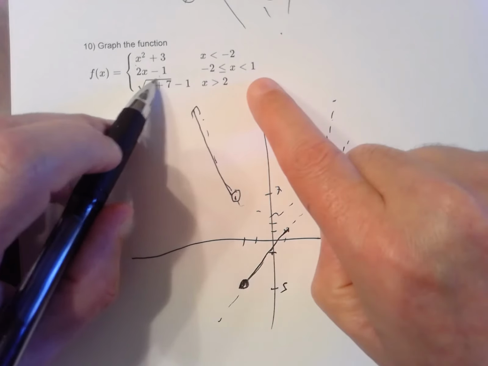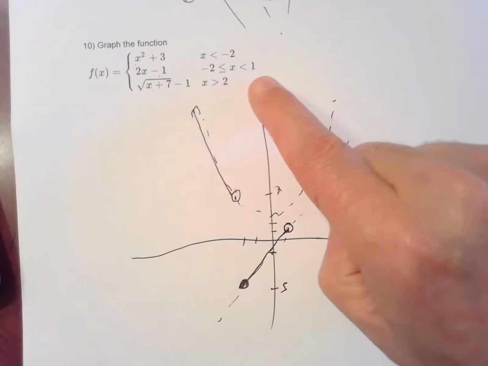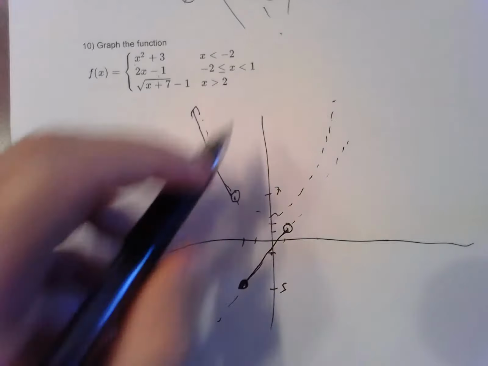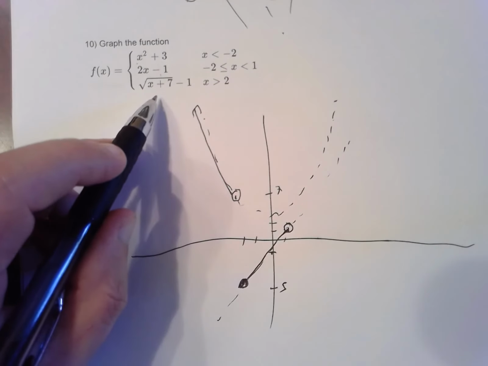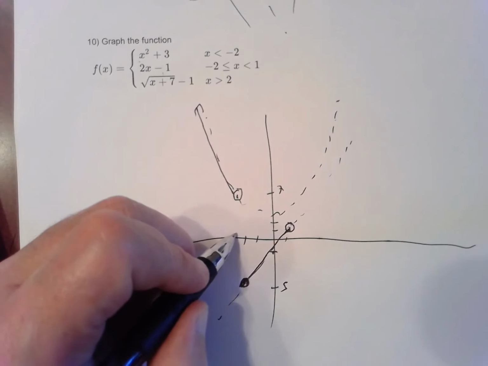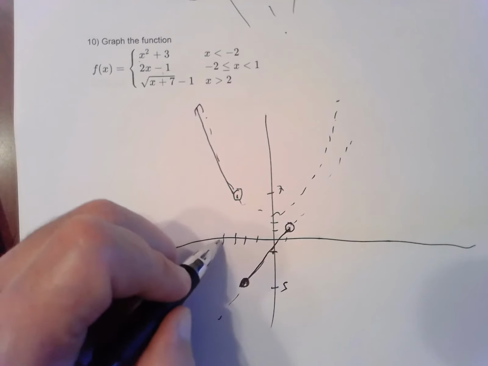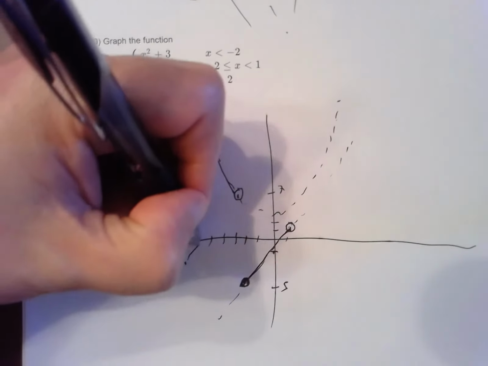At 1, I already found that. 2 minus 1, I get 1. That's an open circle because no equal to right there. And then this guy here, square root of x plus 7 minus 1, is root x scooted 7, so it's 4, 5, 6, 7, and then down 1. That guy kind of looks like this.